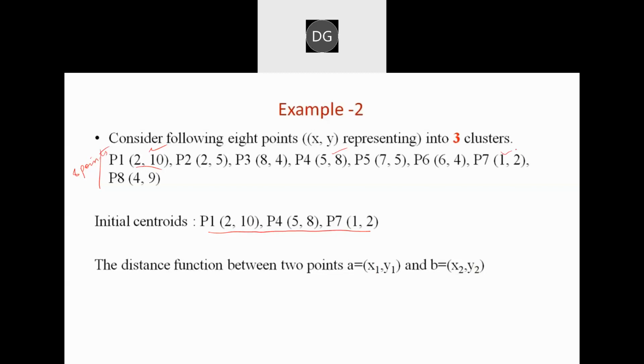The distance between 2 points, a equal to x1 comma y1 and b equal to x2 comma y2, you all know the formula. For Euclidean distance, what is the formula? Square root of x2 minus x1 the whole square plus y2 minus y1 the whole square. This is the Euclidean distance formula. The Manhattan formula is just x2 minus x1 plus y2 minus y1, absolute values. Even if we get a negative, we have to convert it into positive. This method is easy when compared to Euclidean distance.